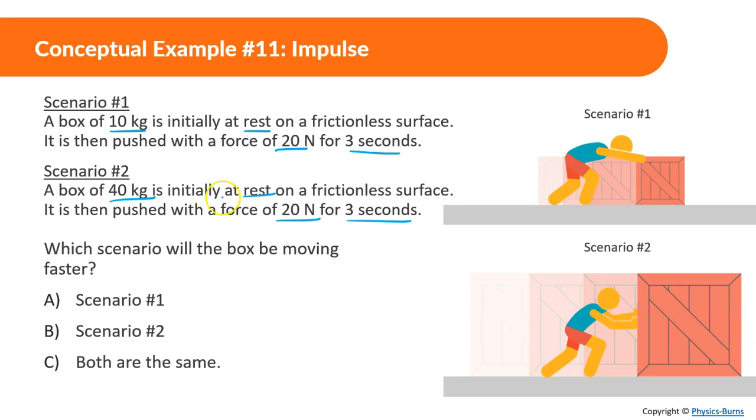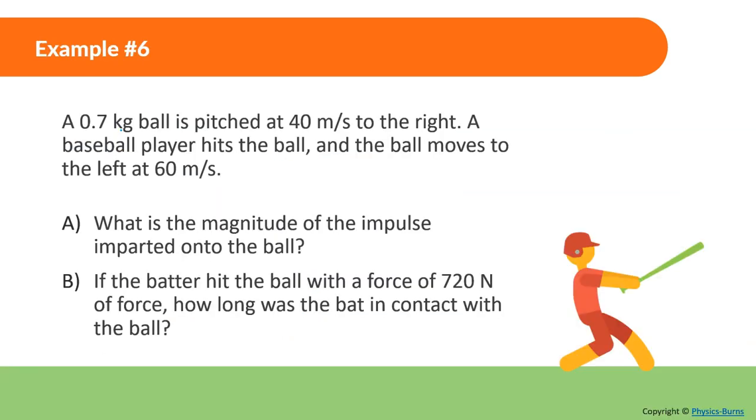So from the last example, we realized that the impulse is the same, and that's 60. However, even though the impulse is the same, and that also means the change in momentum is the same, that doesn't mean that the velocity is going to be the same. Since this box is a lot smaller, it will get a lot faster quicker. So the answer is scenario number 1. You can do it mathematically, but the reason is because the mass is a lot less.